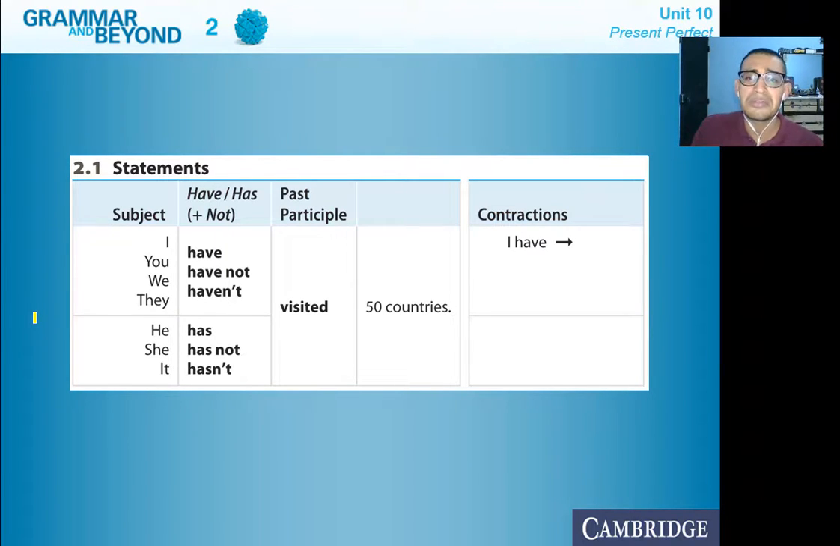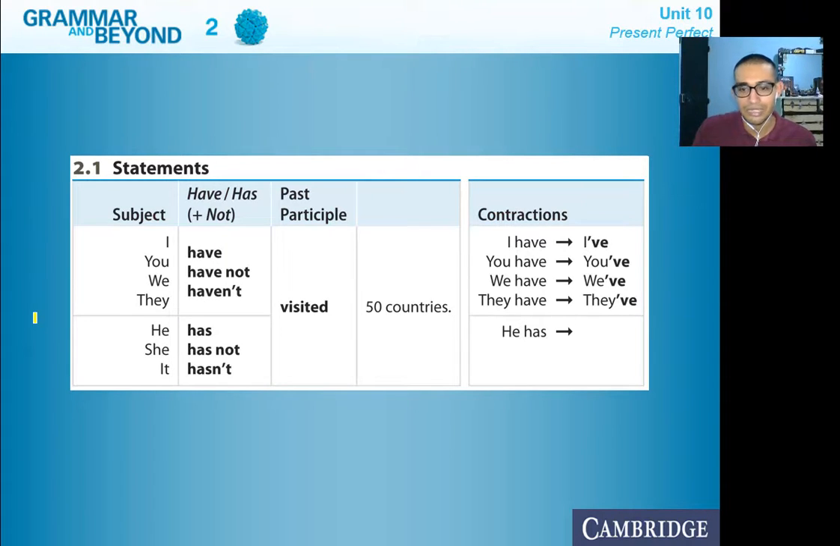Now let's talk about the contractions. I have, or you can say simply I've. Okay, I've. You have, you've. Okay, it's kind of funny, but you need to practice it. We have, we've. Okay, they have, they've. He has, he's.